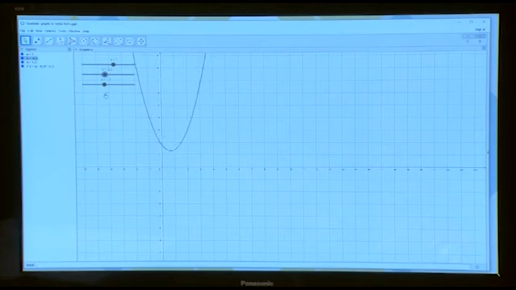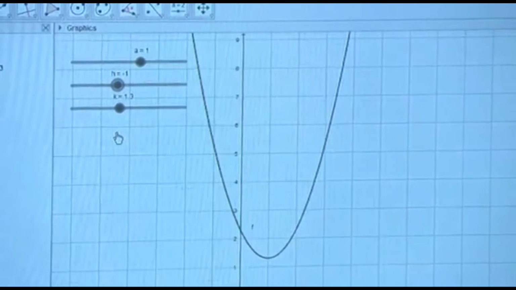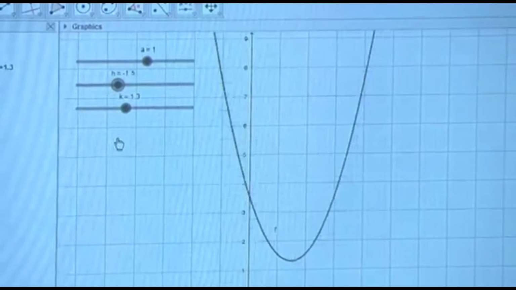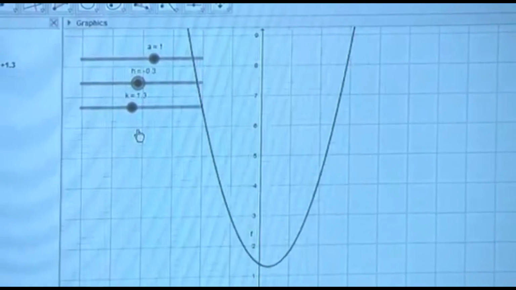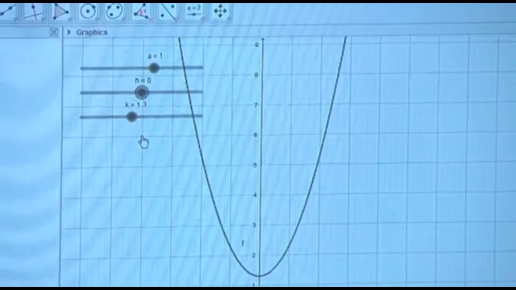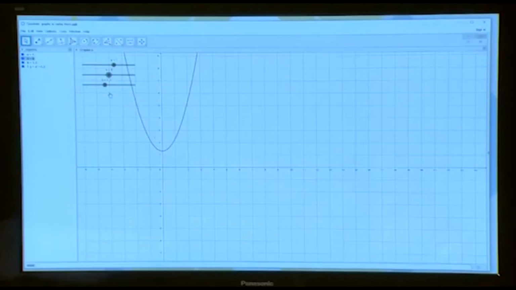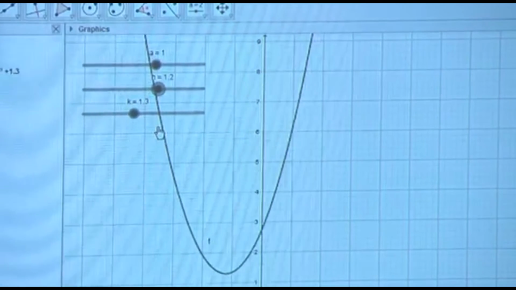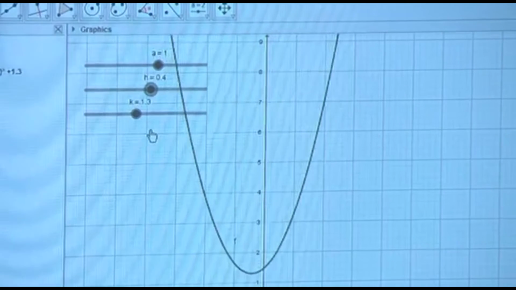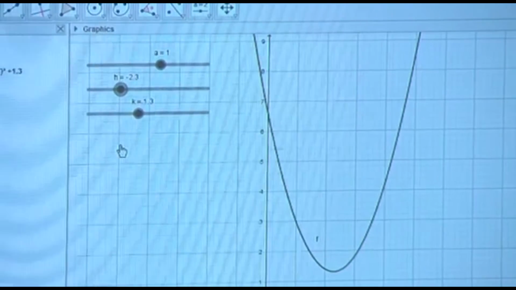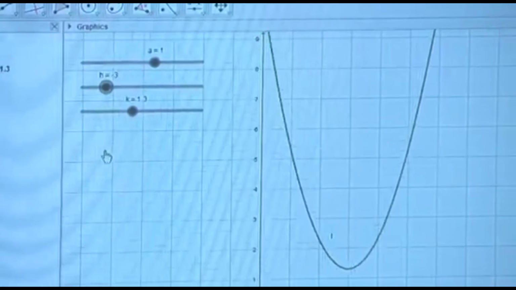All right, so we can actually see what's happening here. Our H value is moving our graph horizontally. So if we started with H being 0, here H is 0. We see our graph is centered on our axis. Let's look at what happens when we move to the positive side of our H. Our graph is moving left. And when we move to the negative side, our graph is moving to the right.